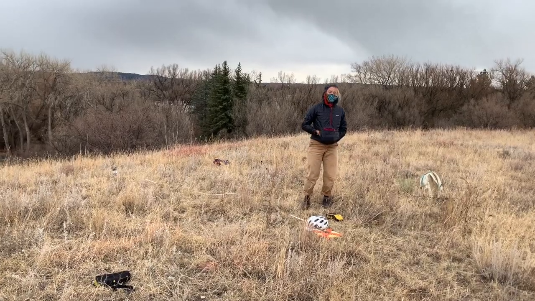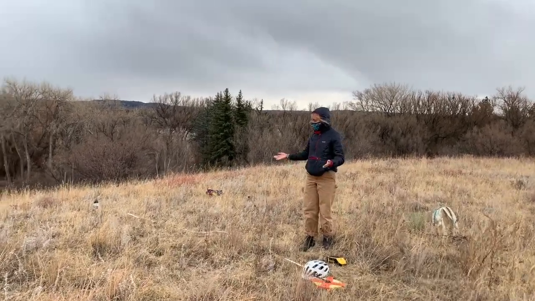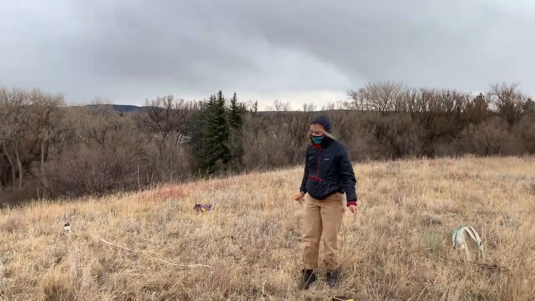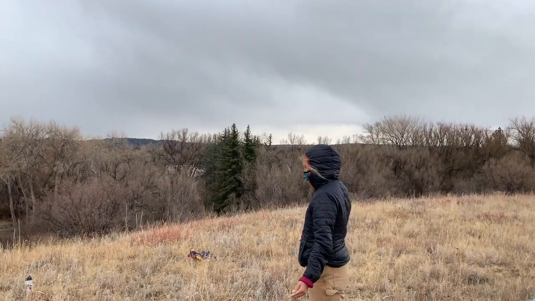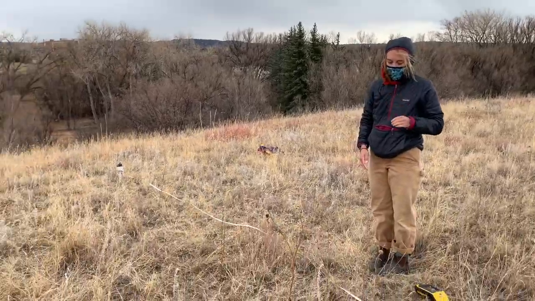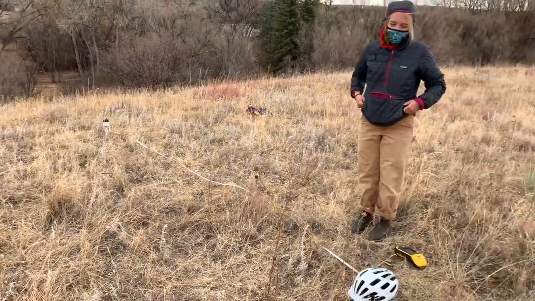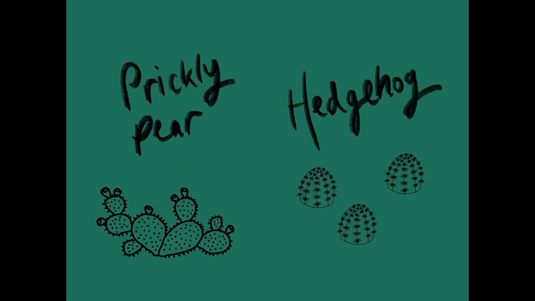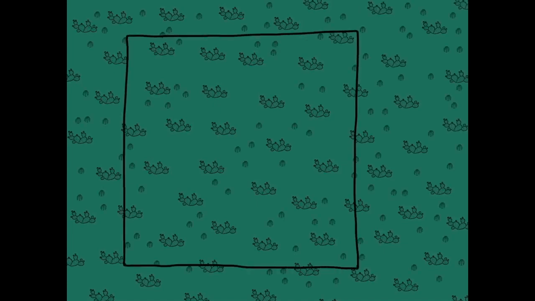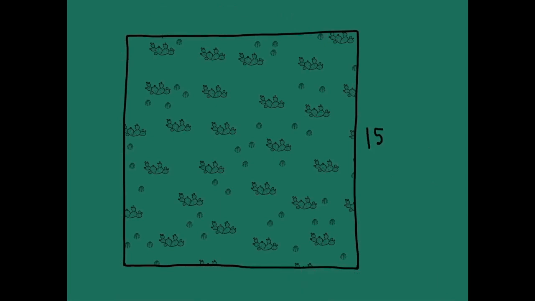Hi, welcome everybody to our study area. Here we have our nice area of interest. It's a square defined by all of our personal belongings. So once again, we have our two species, prickly pear cacti and the nylon hedgehog. To observe the distribution of these two species, we marked out an area of interest that was 15 by 15 feet that included both species of cacti.